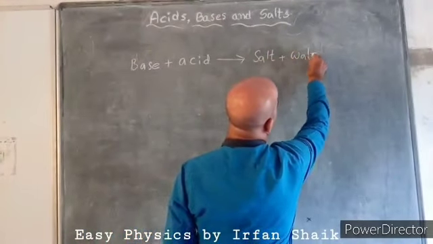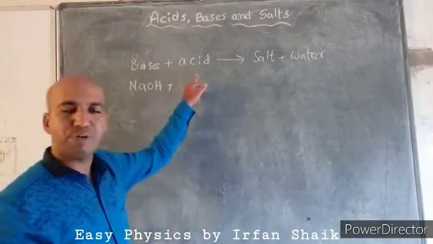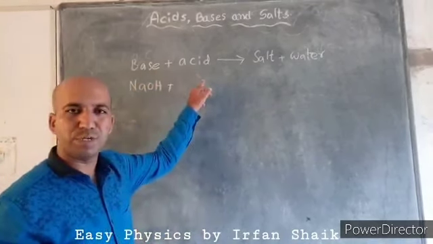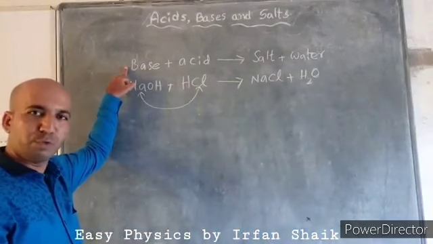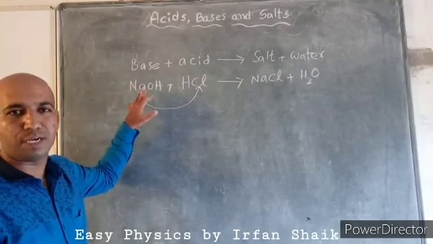So for a base, we take sodium hydroxide. And for the acid, we take hydrochloric acid. It gives rise to sodium chloride plus H2O, water. So this is the skeleton equation for a neutralization reaction, and this is an example of a neutralization reaction.